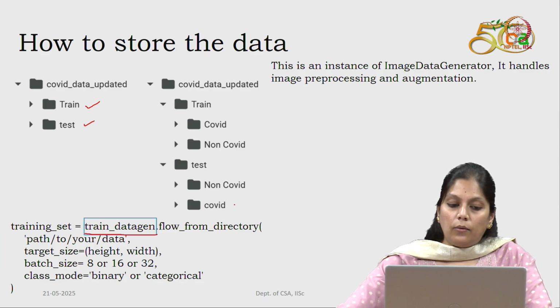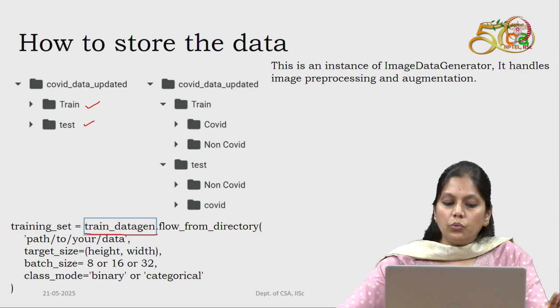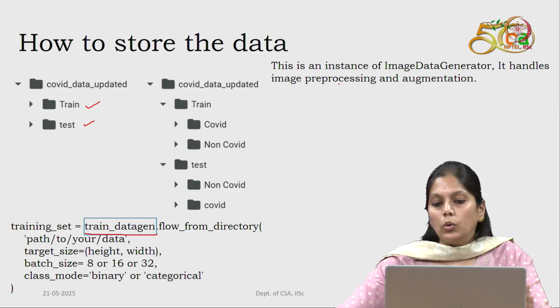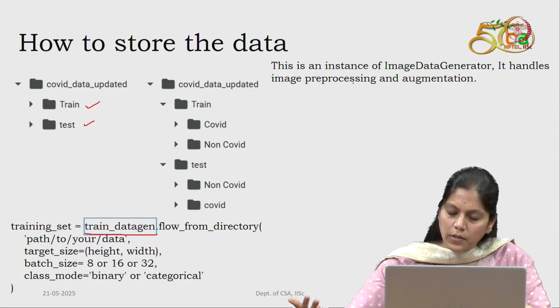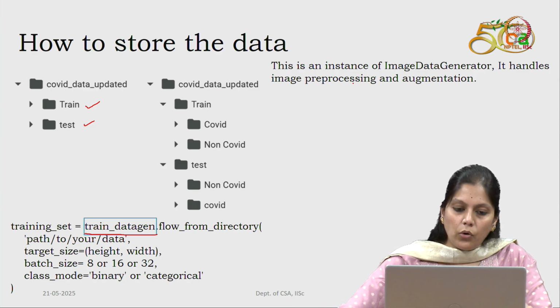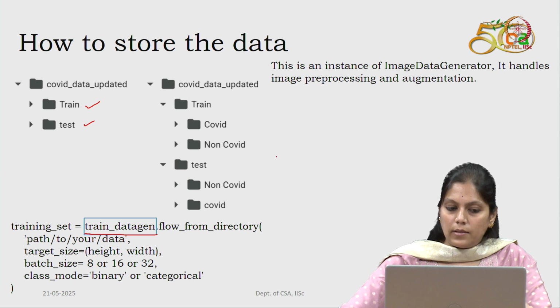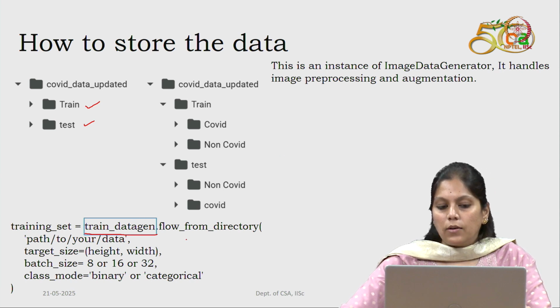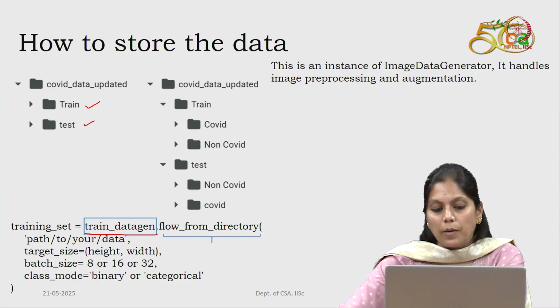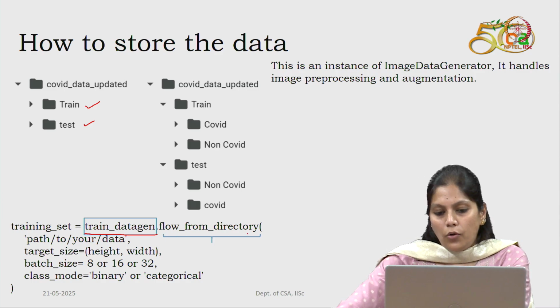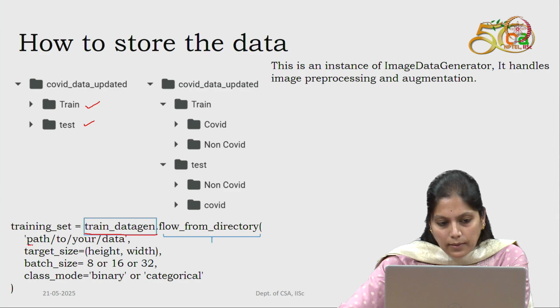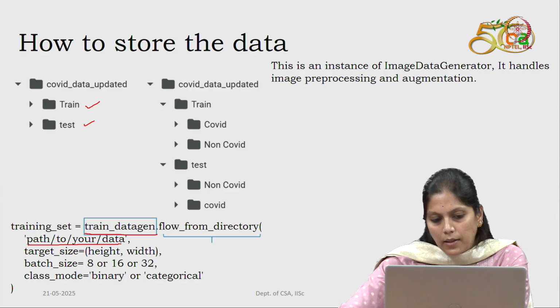Good. Now why is this required? This is required because every image stored in the training data should undergo this pre-processing and data augmentation. Every image should pass through this. Therefore we first take this train_datagen. Next we have flow_from_directory. What is this flow_from_directory? flow_from_directory expects a path. What is this path? The path here is your training path.